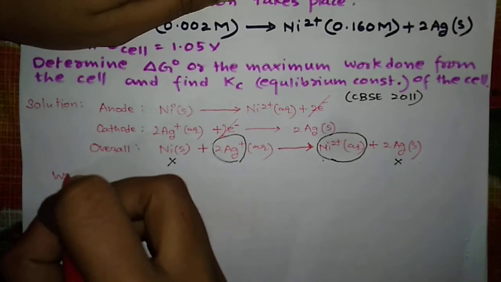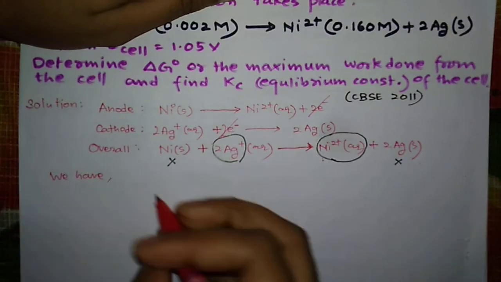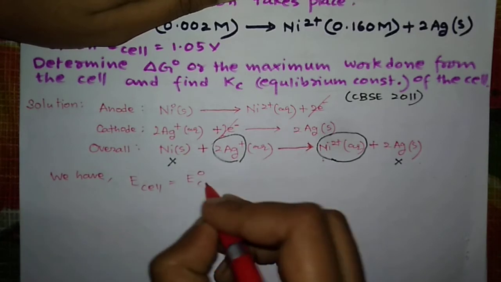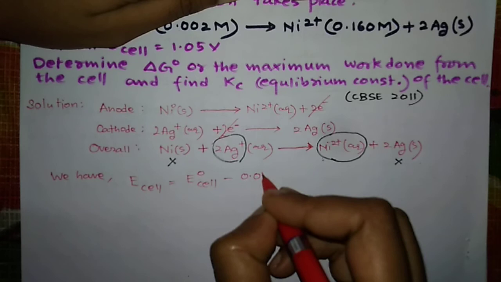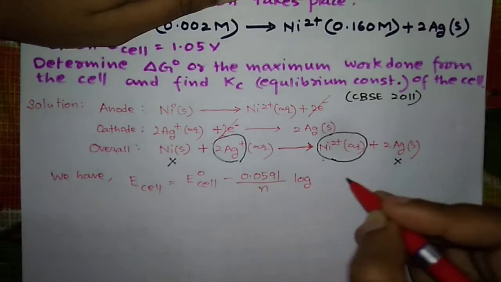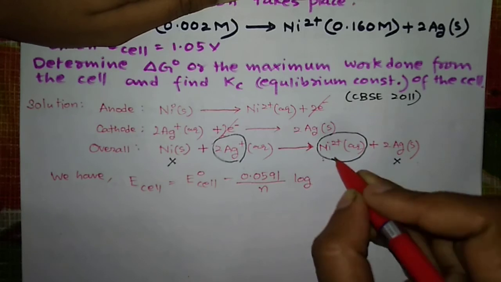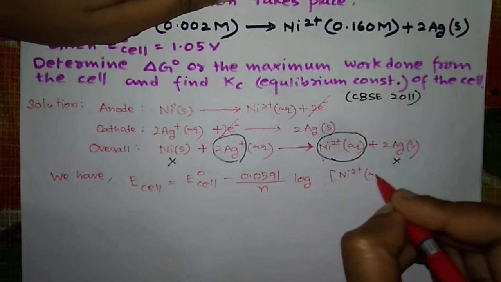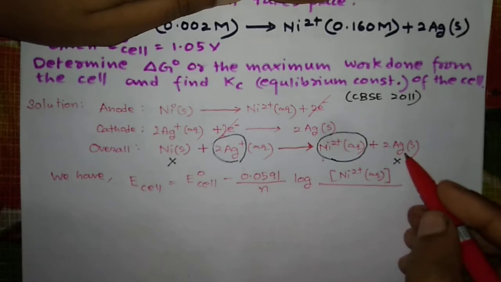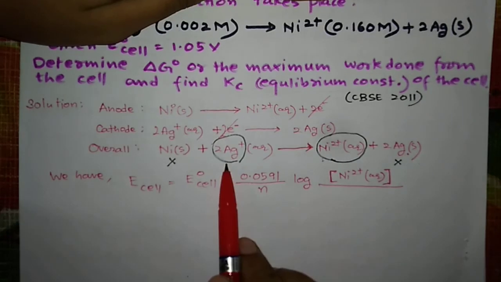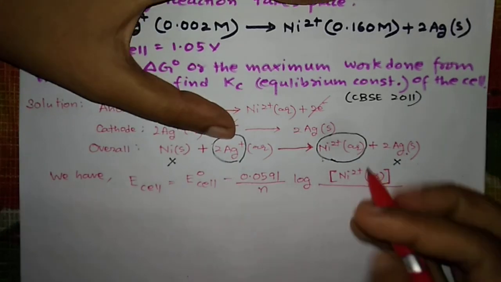So now we will write the Nernst equation. We have the Nernst equation which is E cell equal to E naught cell minus 0.0591 by n log of either product by reactant or anode by cathode. So directly I am writing this one, right? Ni2 positive, and already I have said the concentration of silver is 1, so I will not write it. I can write also, but I will not write. Okay, and this is in the reactant part, so it will come to the denominator.